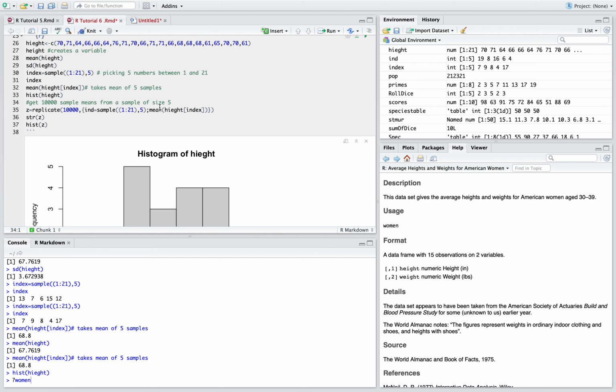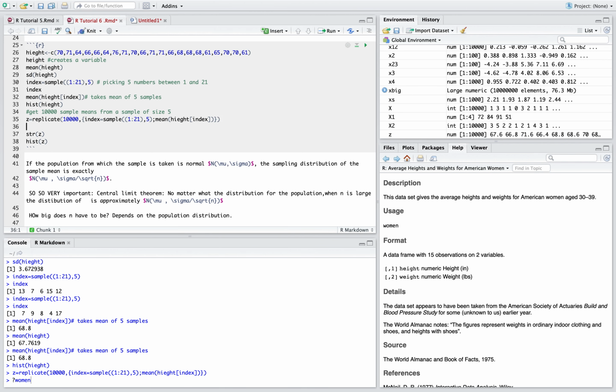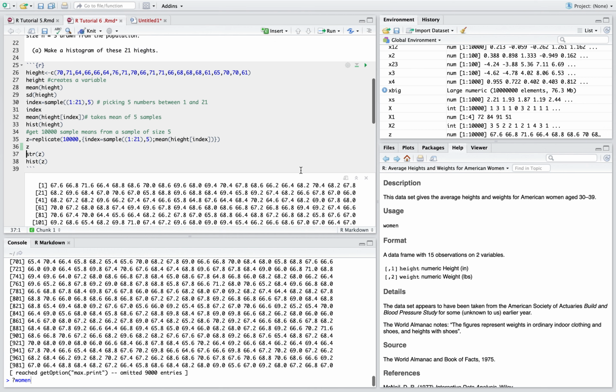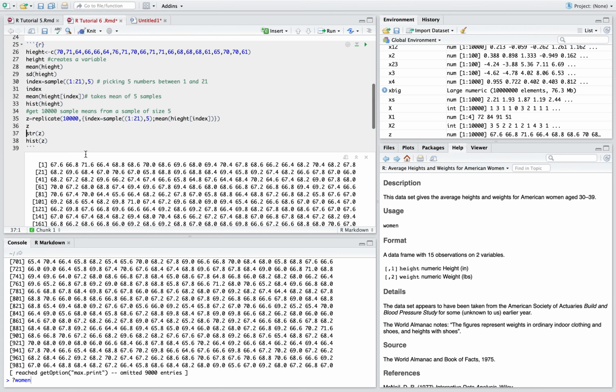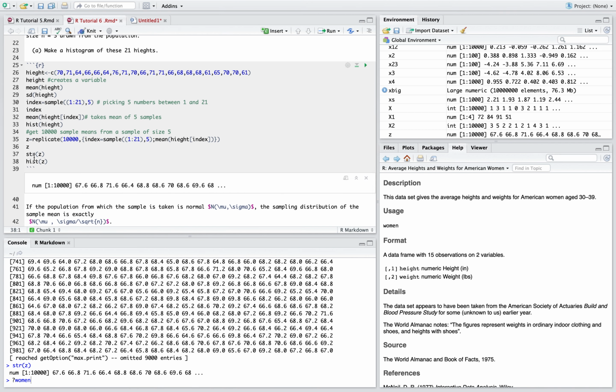That's a population distribution. So in order to get a sampling distribution, what I want to do is replicate 10,000 times, creating an index for a sample, picking sample size 5, and then calculating that mean height index. And I'm saving that as Z. So let's see what Z looks like, because I didn't do that. So here's Z. Look at that. That's all 10,000 sample means. I guess I just looked at the first few lines.